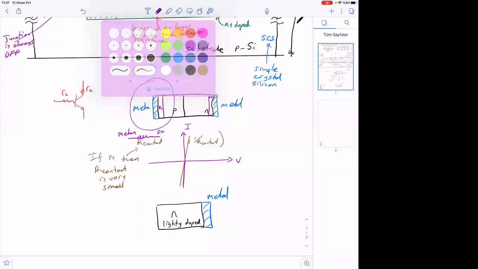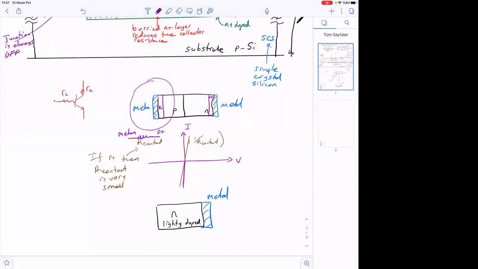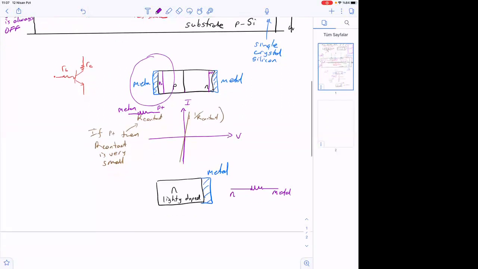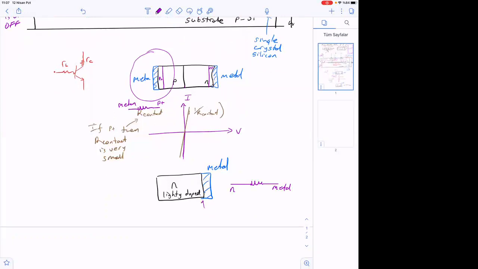Then the resistance between N type and then metal here, you will have a Schottky contact, a Schottky barrier. There's going to be a Schottky barrier. Basically here, the IV curve is going to be like this.